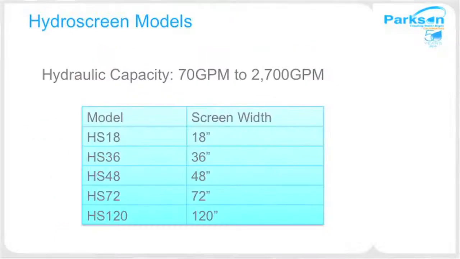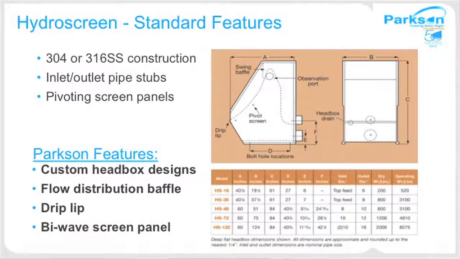Hydroscreen has different models, starting from 18-inch screen width up to 120-inch, 10 feet long, and the abbreviation in the Parkson Corporation is HS. Hydroscreens are always built of 304 stainless steel or 316 stainless steel. We have inlet and outlet pipe stubs or optional flanges, and we can have pivoting screen panels to clean the screen from inside out.